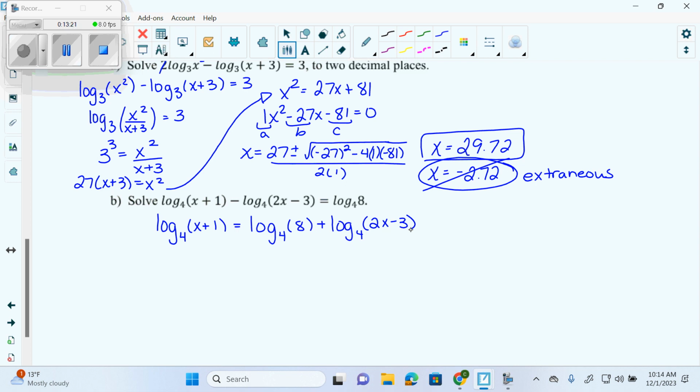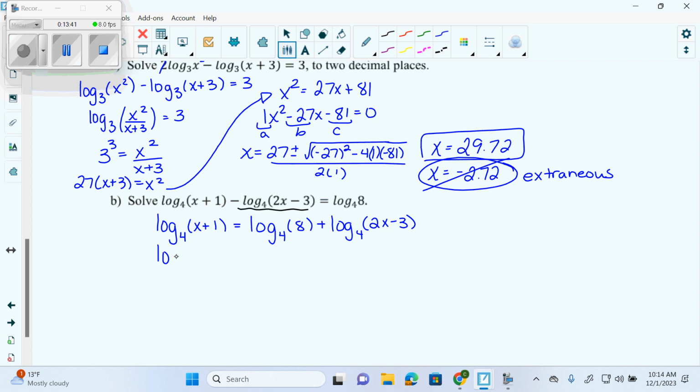I just took this negative log and added it. The reason why I did that is because if I keep it the way it is, I'm going to have x plus 1 over 2x minus 3 in a single log, which isn't a big deal. But people find it easier if it's not like that. So I just added this one over.